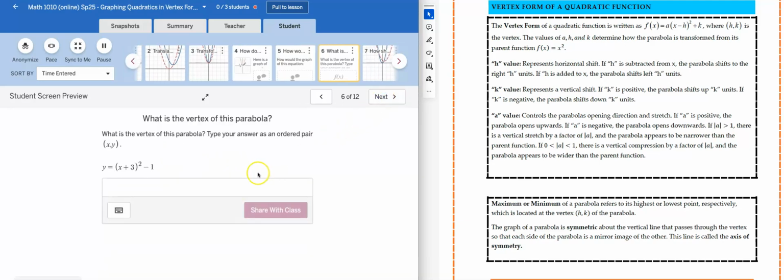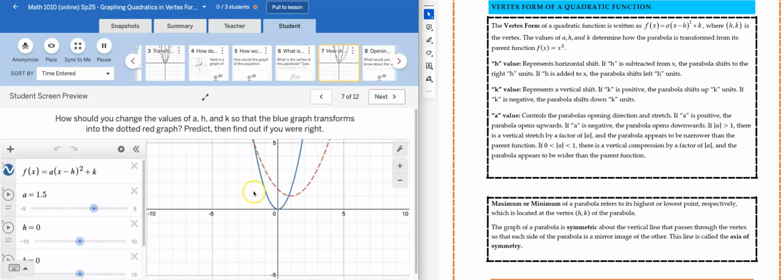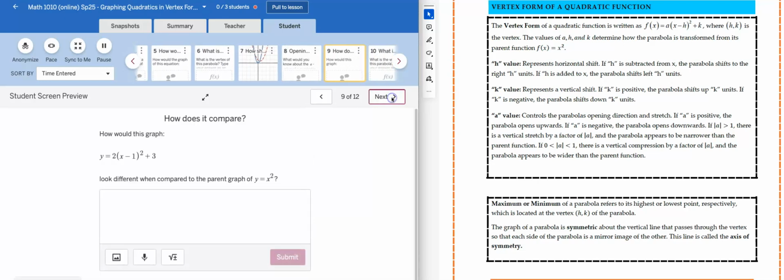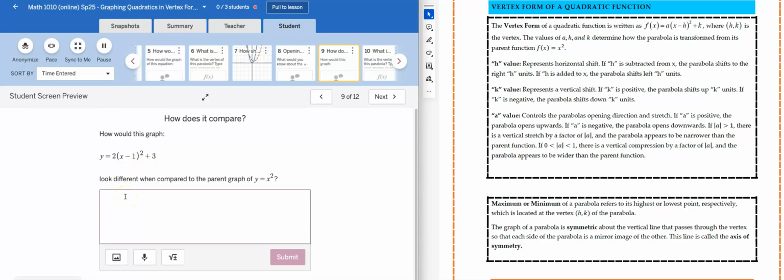Okay, let's look at another one here. So I just went over that. Go to this next one here. Okay, so now we have a number besides 1 out in front of this. So again, how does it compare to that parent function of y equals x squared? So let's just start here. This is our a value. So if it's a 2, how is that changing it?